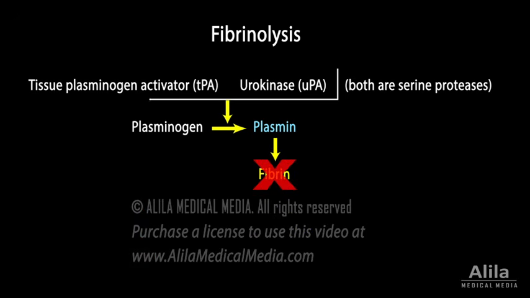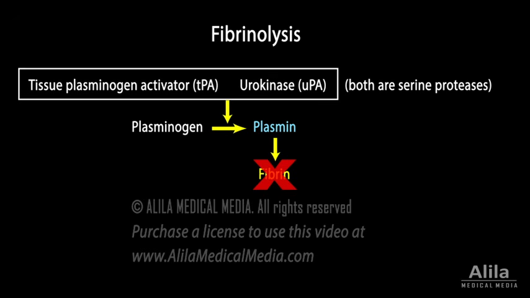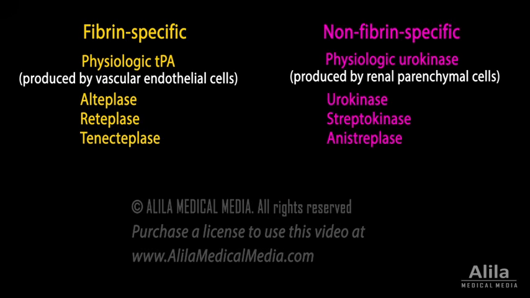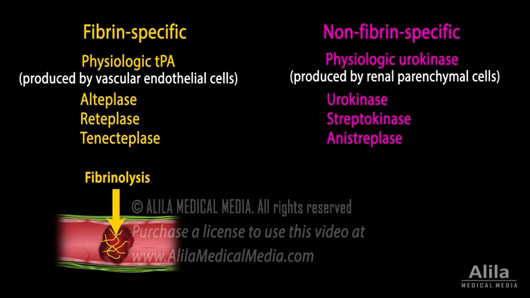Thrombolytic drugs are based on these plasminogen activators. They work by converting plasminogen to plasmin. There are two types of plasminogen activators, fibrin-specific and non-fibrin-specific. Fibrin-specific agents require fibrin to function. They selectively act on fibrin-bound plasminogen within blood clots and have little or no effect on circulating plasminogen.